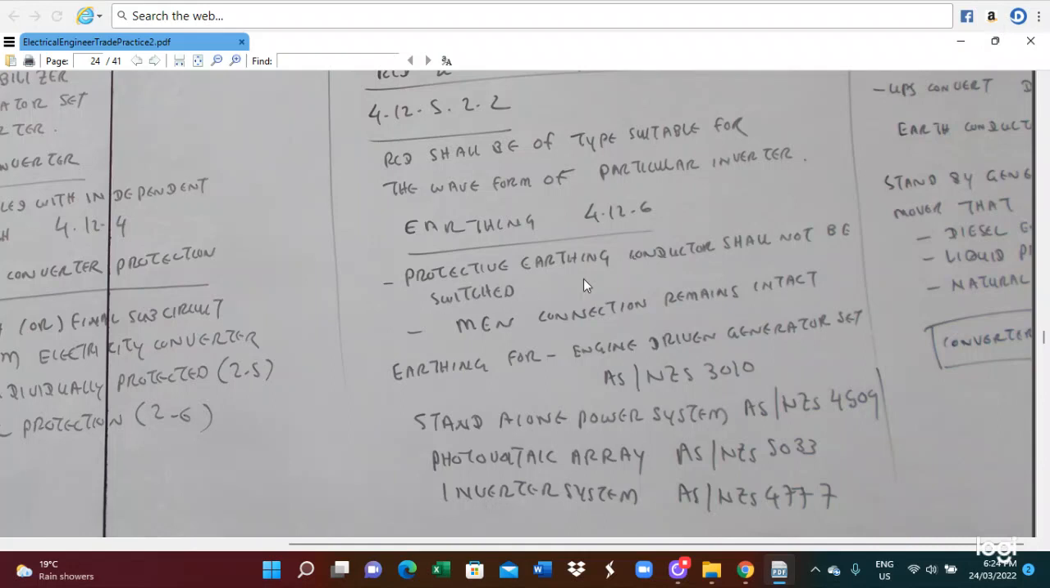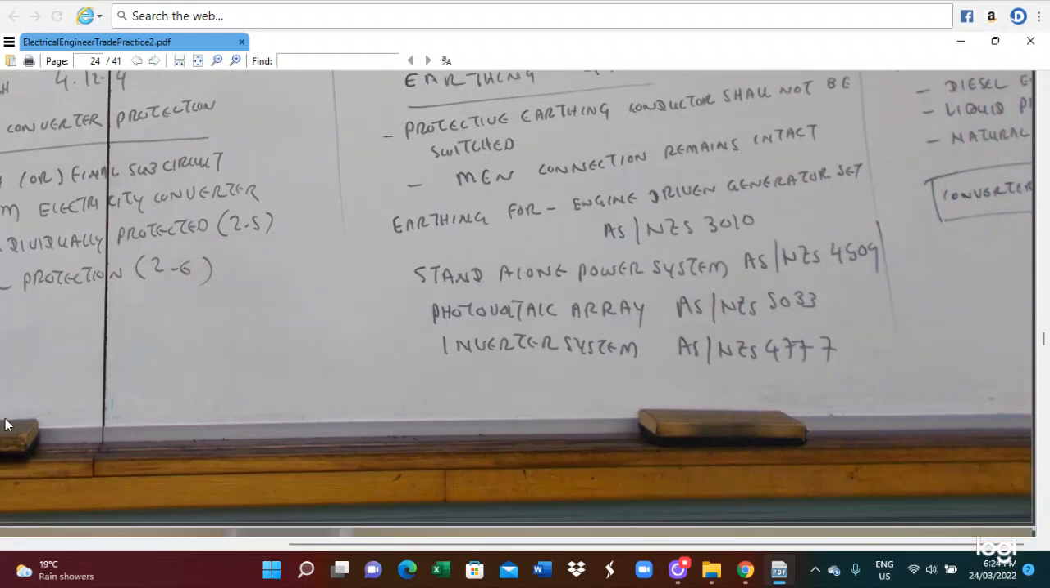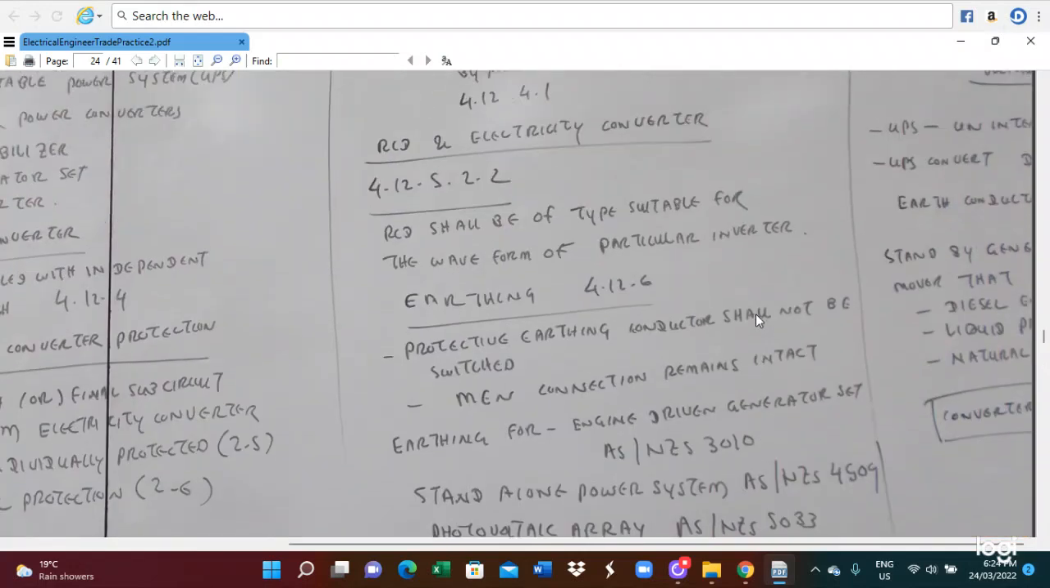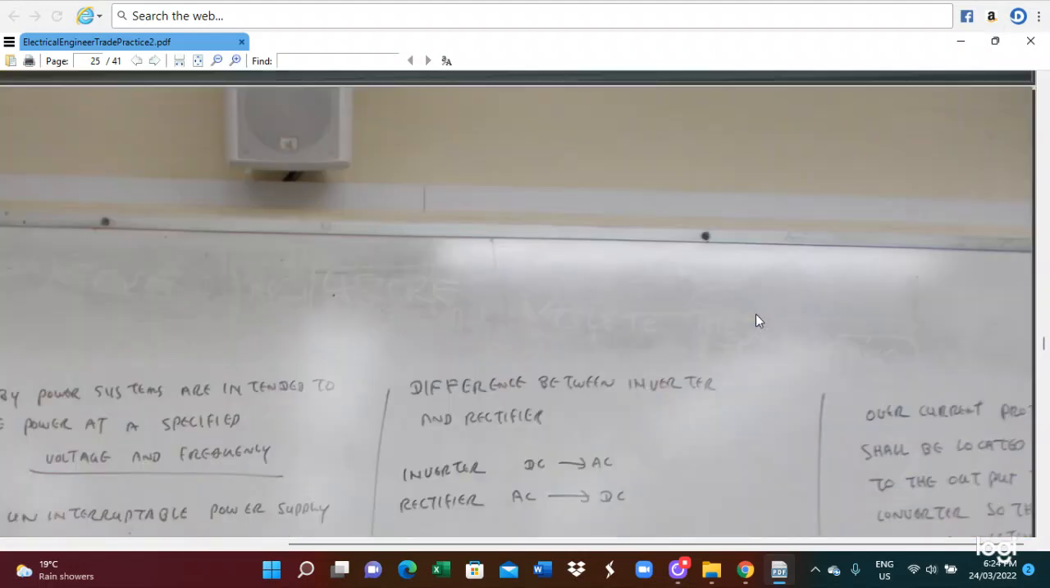Protective earthing conductors shall not be switched. MEN connection remains intact. Earthing for the engine driven generator set must follow AS3010. Standalone power systems must follow AS4509. Photovoltaic arrays must follow AS5033 and inverter systems must follow AS4777. So these are the appropriate Australian standards to comply with for the standby power supply system.